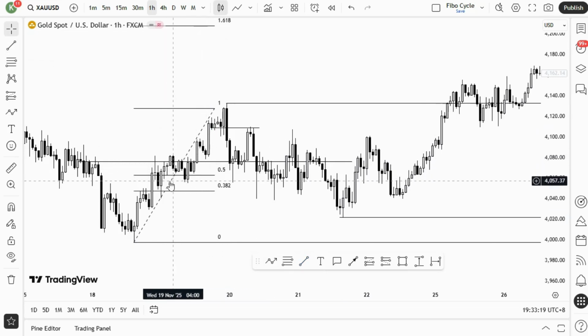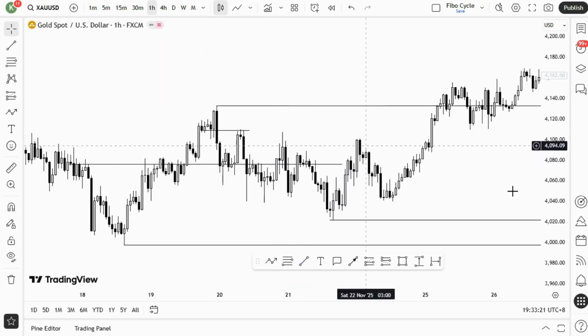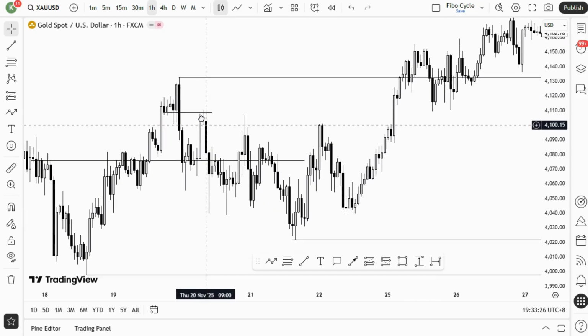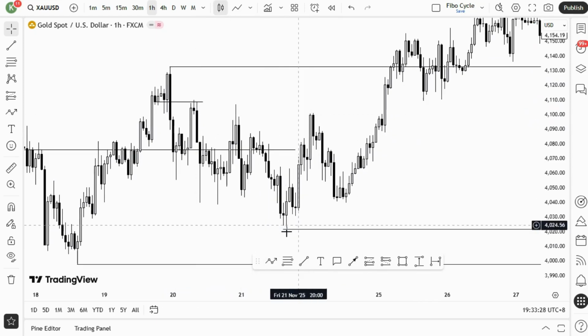Okay, there was a CB1 here. Let me just delete this for now first. So we have a CB1 here. This CB1 in H1, we can already identify why price stopped at this area. There must be a reason why price stopped here.